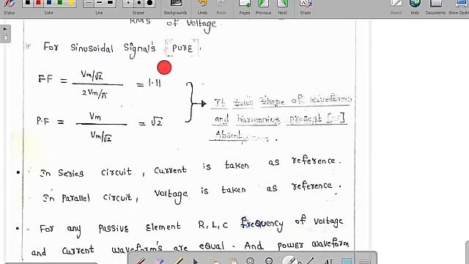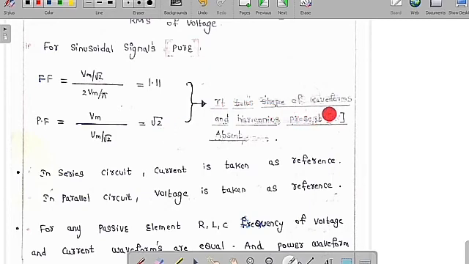For pure sinusoidal signals, form factor is equal to the ratio of the RMS value of the signal to the average value of the signal. The RMS value is Vm by root 2 and the average value is 2Vm by pi. If you solve this, we get 1.11. Whereas peak factor, or crest factor, is the maximum value by the RMS value, which is Vm by Vm by root 2. If you solve this, we get root 2. So for pure sinusoidal signals, the form factor is 1.11 and the peak factor is root 2.